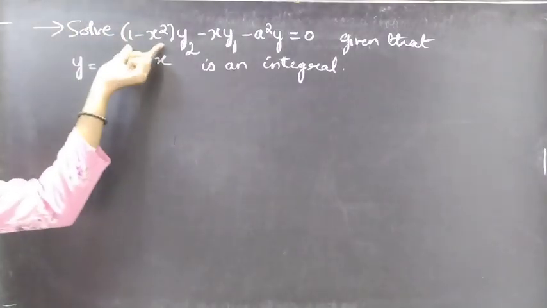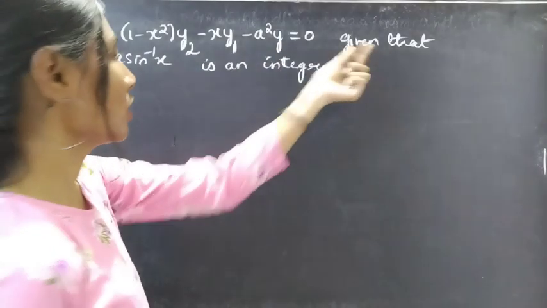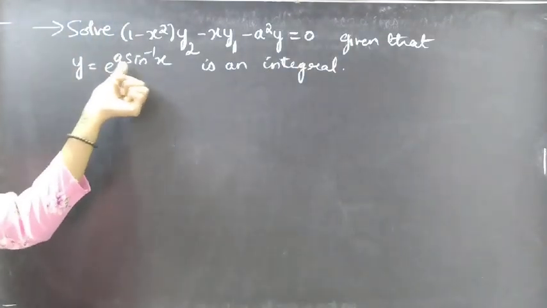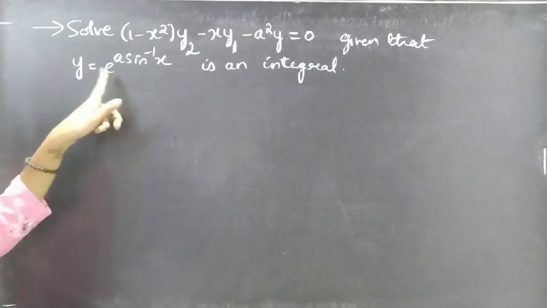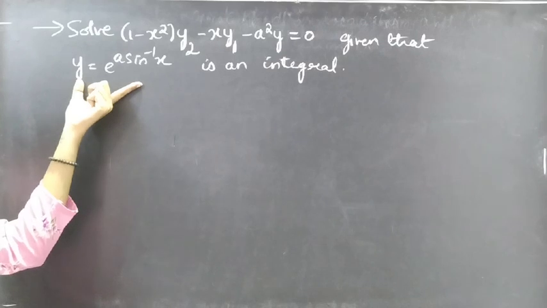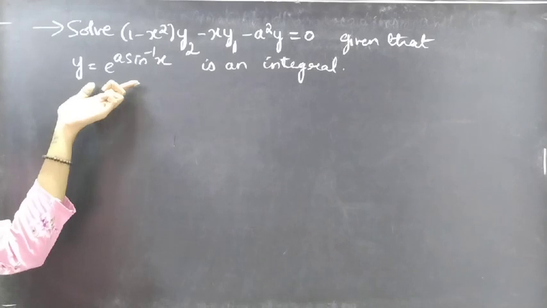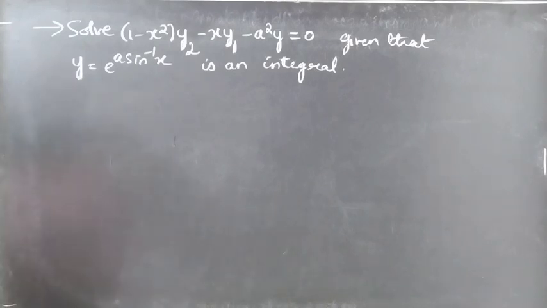Problem: solve (1 minus x square) y2 minus x y1 minus a square y equal to 0, given that y equal to e power a sine inverse x is an integral. So we are given a part of the complementary function, a solution of the given equation. Here it is not necessary to find part of the complementary function of the given equation using the inspection method, because we are already given part of the complementary function of the given equation.